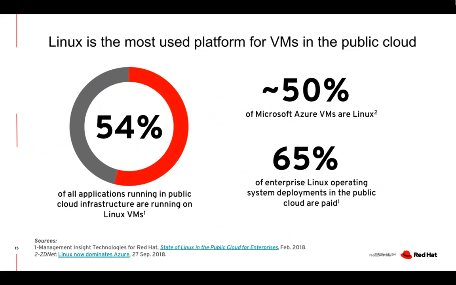And looking at Linux, Linux today is the most used platform for virtual machines in the public cloud. Almost 50% of Microsoft Azure VMs are Linux, and almost 54% of all applications running in public cloud infrastructures are running on Linux virtual machines. So Linux exists predominantly in public clouds, and it is the leading operating system for developing the new cloud-native applications. So all the modern applications leverage Linux, and Linux is spread everywhere, right? And this also gives a great advantage to Red Hat being the worldwide leader in enterprise Linux today. And we bring all of these features and expertise of Red Hat into our OpenShift container platform.